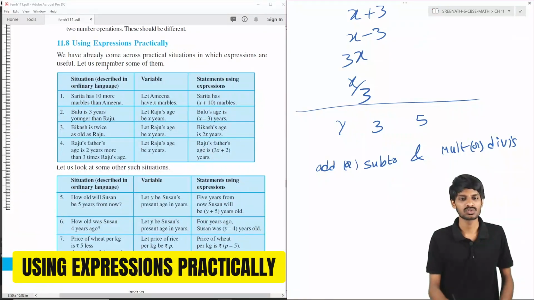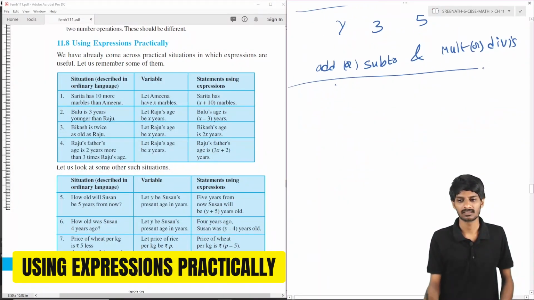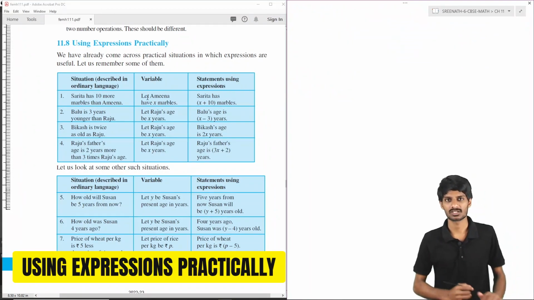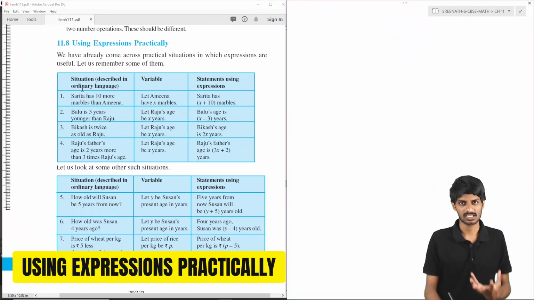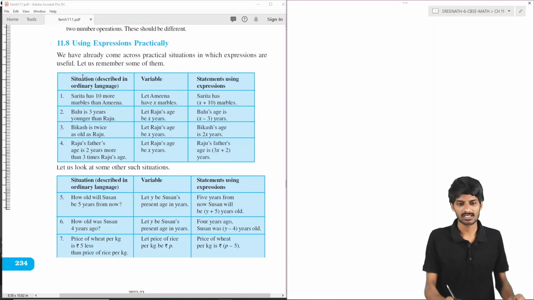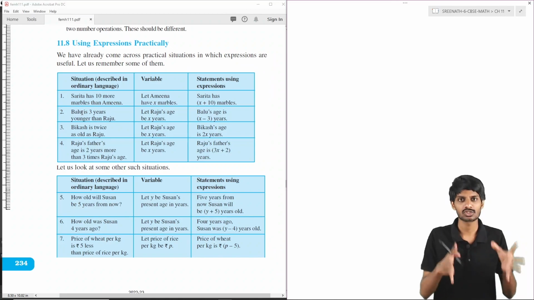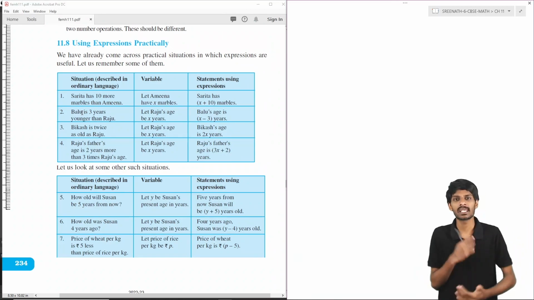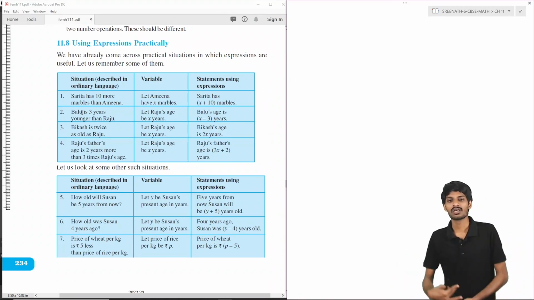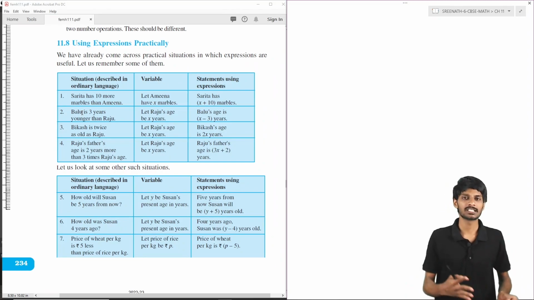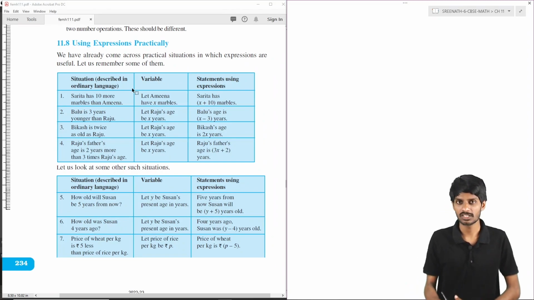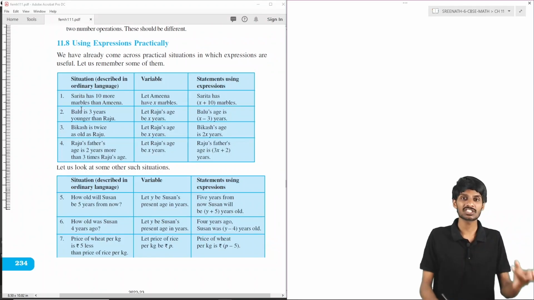So the next thing is using expressions practically, students. In our daily life, in our practical situations, we use expressions. There is a situation described in natural language: Sarita has 10 more marbles than Amina. So it is a natural situation. Sarita is having 10 more marbles than Amina. How will we represent it mathematically, algebraically? How many marbles is Sarita having? We don't know, but she is having 10 extra, 10 more than Amina.